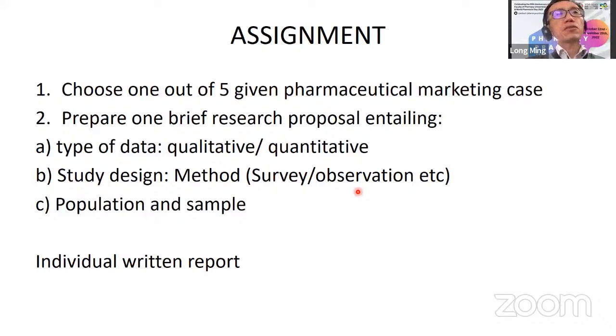You also have to think about the population and the sample size. It will be an individual assignment, which I'll mark, and then I'll provide feedback so that we both learn from the process.